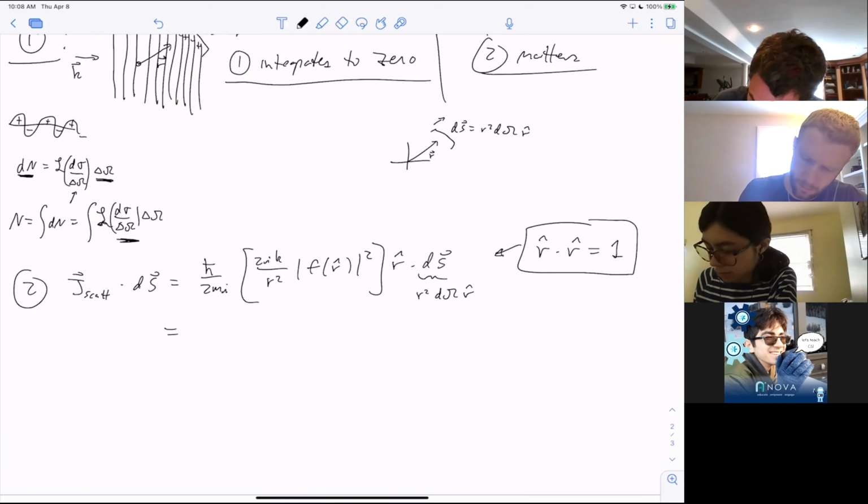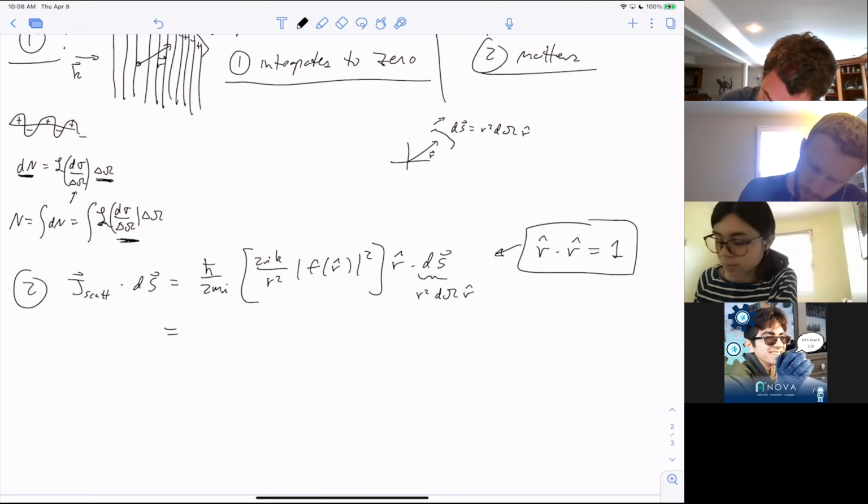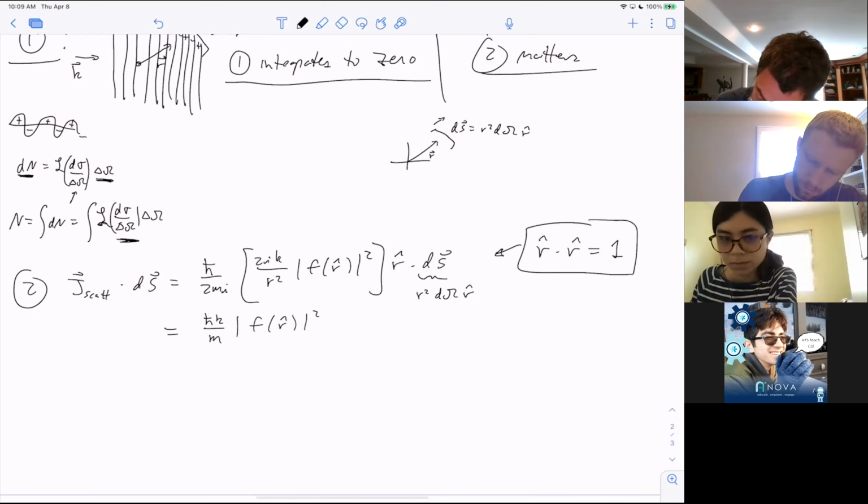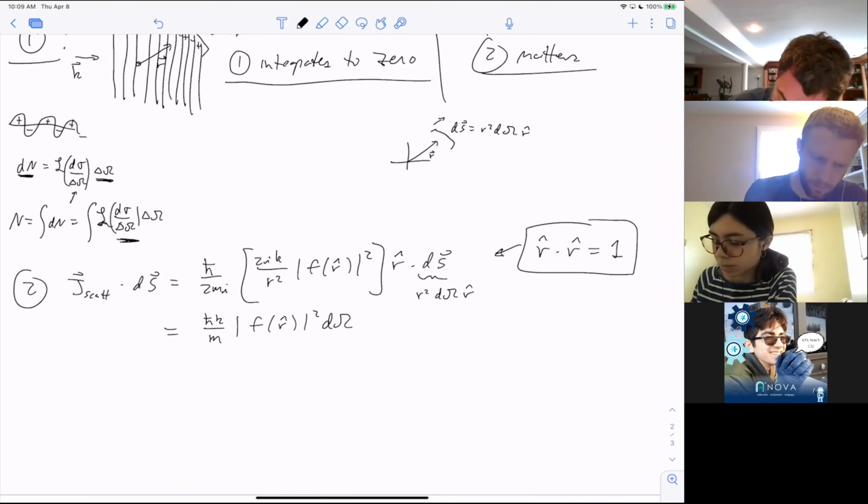And you see the i's cancel, and everything cancels, and you get h bar k over m times f of r hat squared d omega. And so that's a really beautiful, simple expression, because now we can just plug that in.